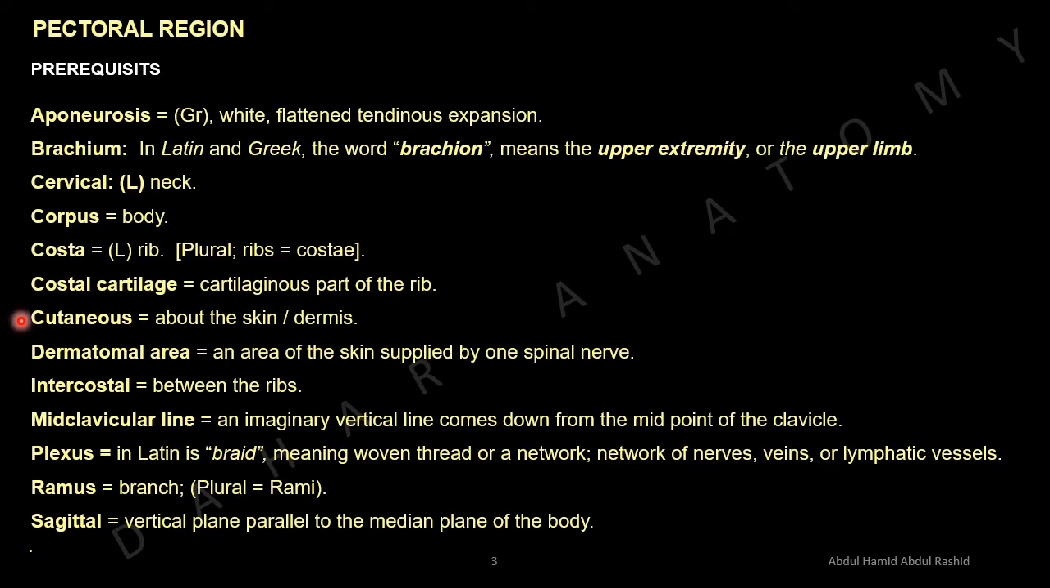Cutaneous, relating to the skin or dermis. Dermatomal area, an area of the skin supplied by one spinal nerve. Intercostal, between the ribs. Mid-clavicular line, an imaginary vertical line coming down from the midpoint of the clavicle. Plexus in Latin is braid, meaning woven thread or a network. A network of nerves, a network of veins, or a network of lymphatic vessels. Ramus, branch. Plural, rami. Sagittal, a vertical plane parallel to the median plane of the body.